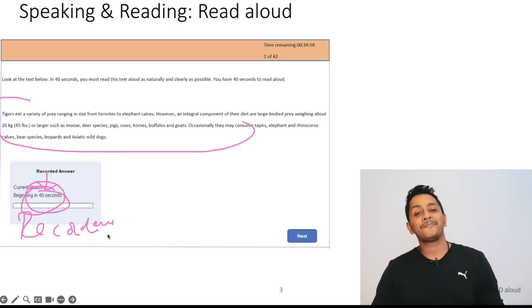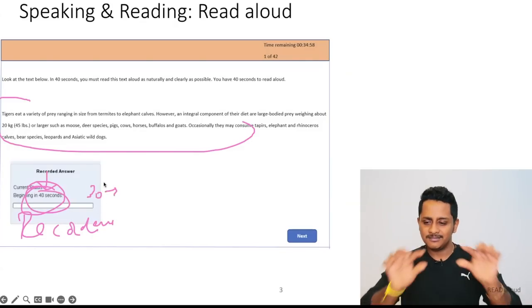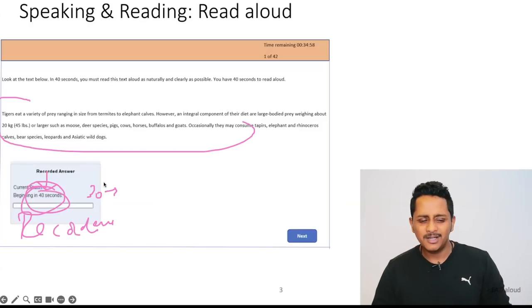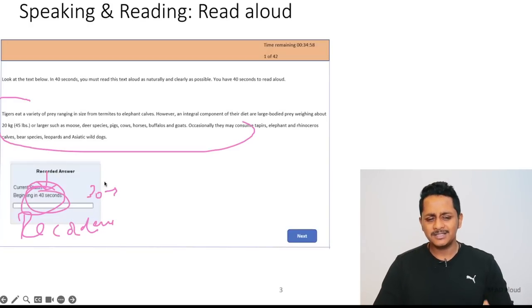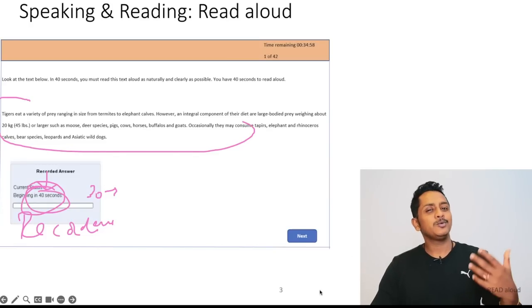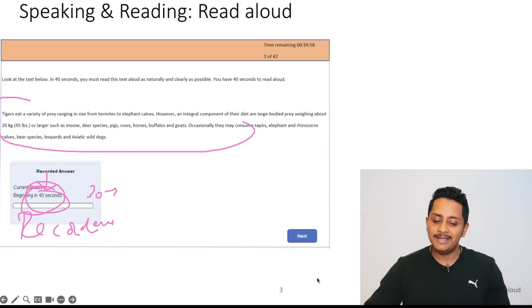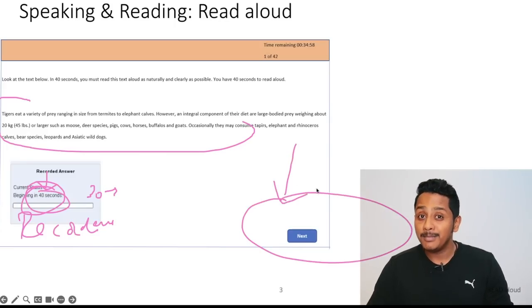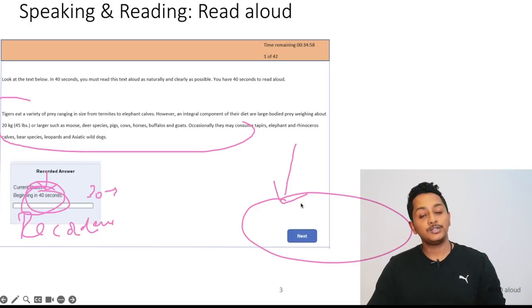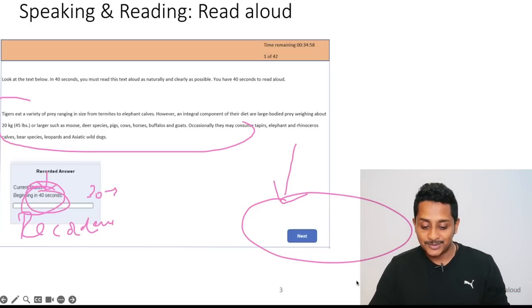Then you start speaking. Some 30-35 seconds will be given, but you don't need 30-35 seconds. If you follow the strategies that I give you right now, it will probably end within 15-17 seconds or 20 seconds. Once you finish, click the next button immediately. You cannot go back. Once you click, you will not get another chance to speak for the same question. All right, so that's all about read aloud.